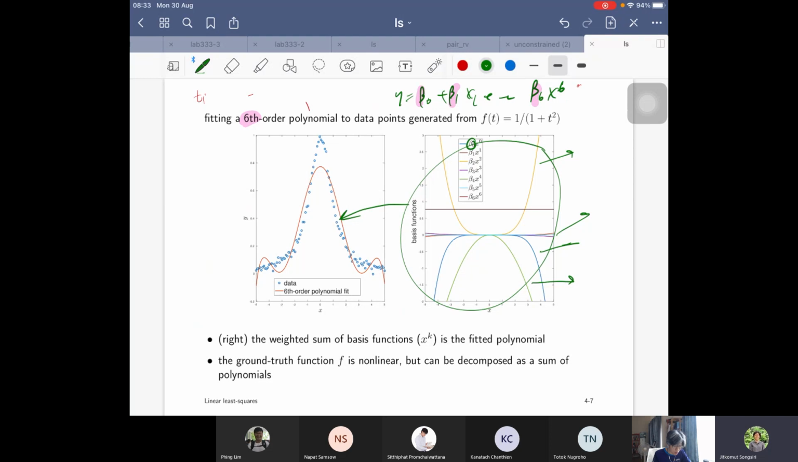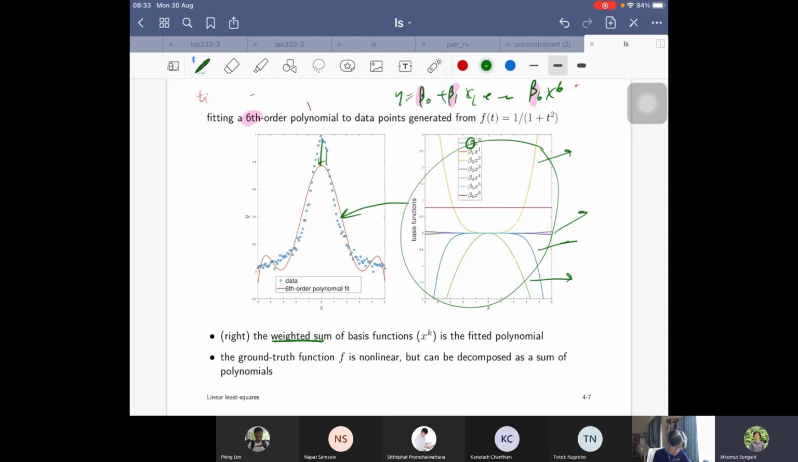So the result of data fitting is the optimum weighted sum of basis functions, so that the sum square error between data points and the fitted function is minimum. All right, so this is the first example.